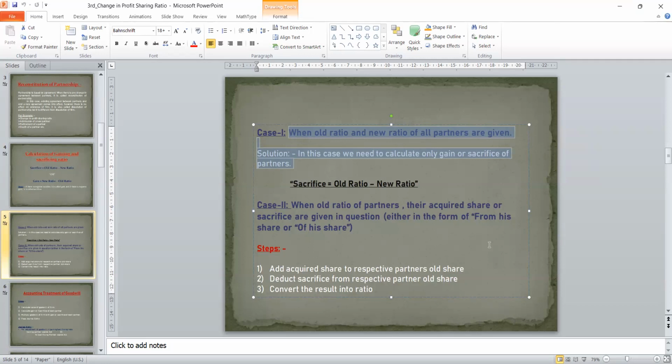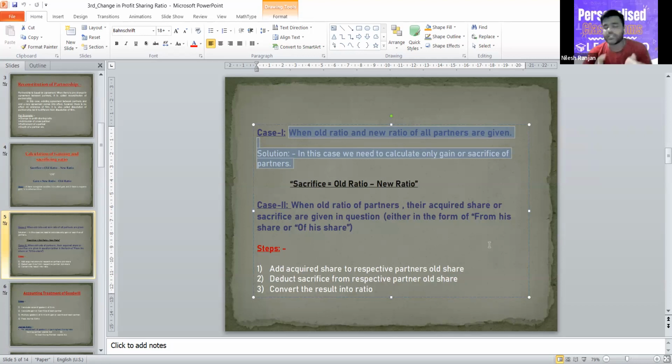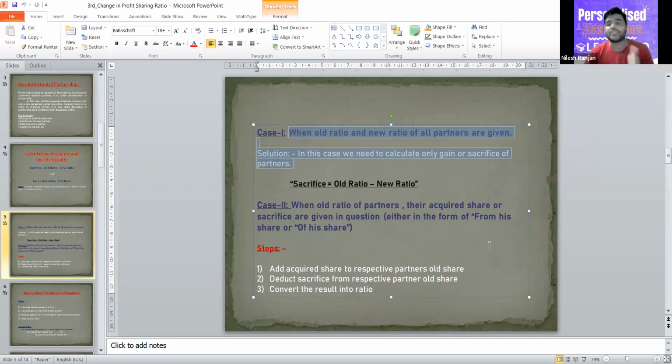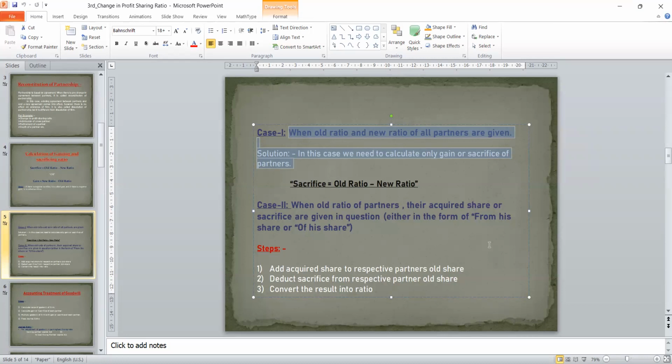In this question, old and new is given, so gain or sacrifice we have to calculate. I'm talking about case 2, where old ratio and sacrifice or gain is given in the question. So old ratio is also given, sacrifice or gain is also given.